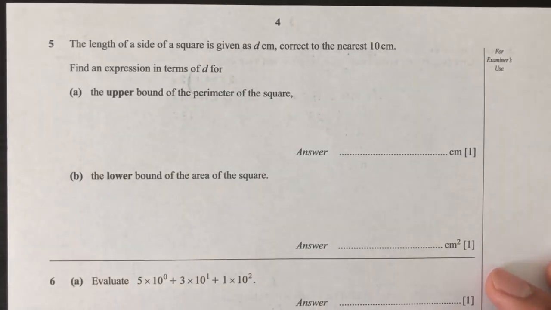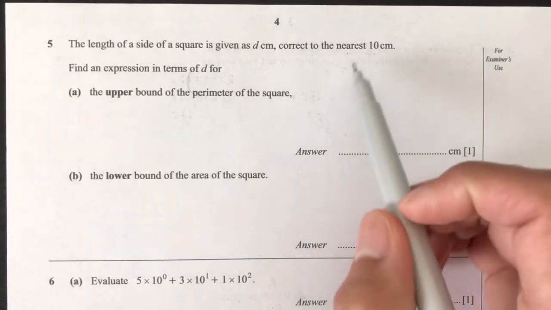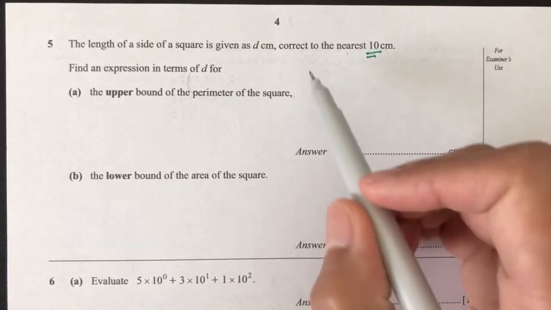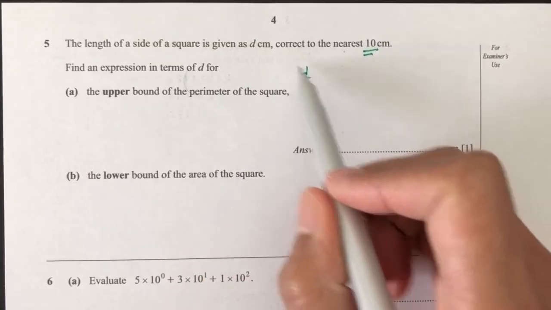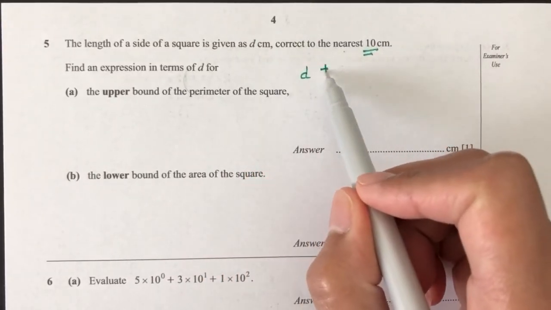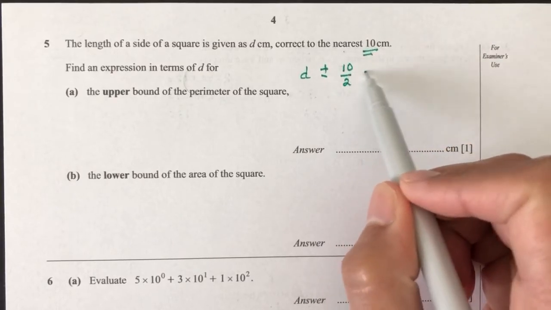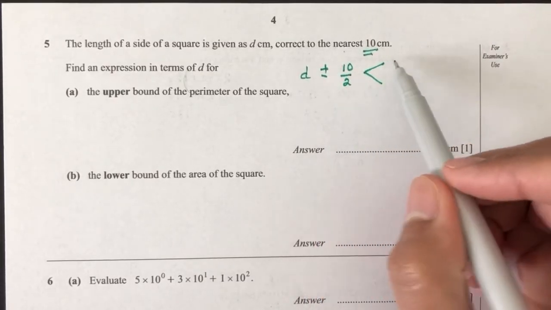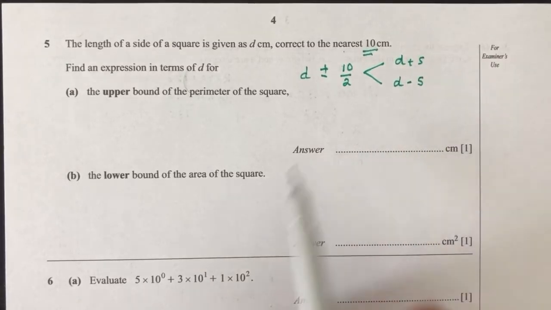Question number 5. The length of a side of a square is d centimeters, correct to the nearest 10. So we know that we have to find the upper and lower bound. We take the measurement plus or minus the nearest divided by 2. The upper bound will be d plus 5. The lower bound will be d minus 5.